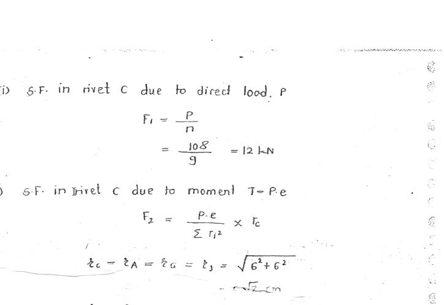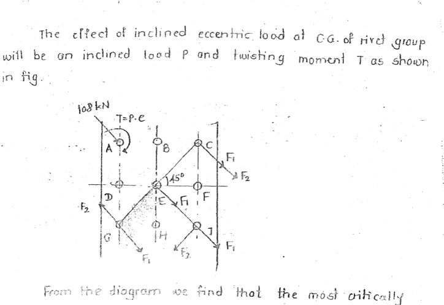So using the formula for the torsion, we come to this: F2 is equal to P into e, where P is the force applied and e is the perpendicular distance, divided by sigma Ri square, multiplied by Ri. Here Ri is the distance of each rivet or bolt from the centroid E. So for each of the fasteners we can find out the total value of this.